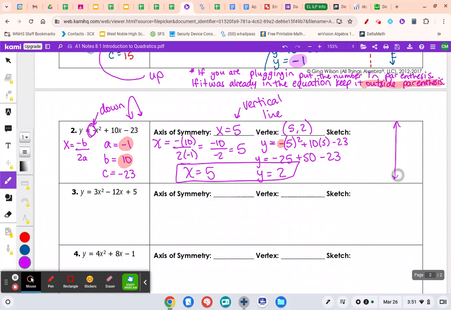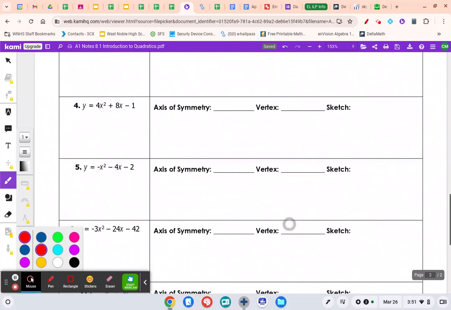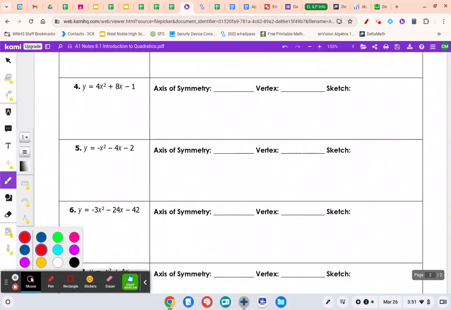So we'll sketch our graph. We just need to know these three things about it. That our vertex is right here. We have our axis of symmetry through that point at x equals 5, and that it opens down. All right, we're going to skip ahead to 4. Go ahead and pause me. See if you guys can do this one on your own.